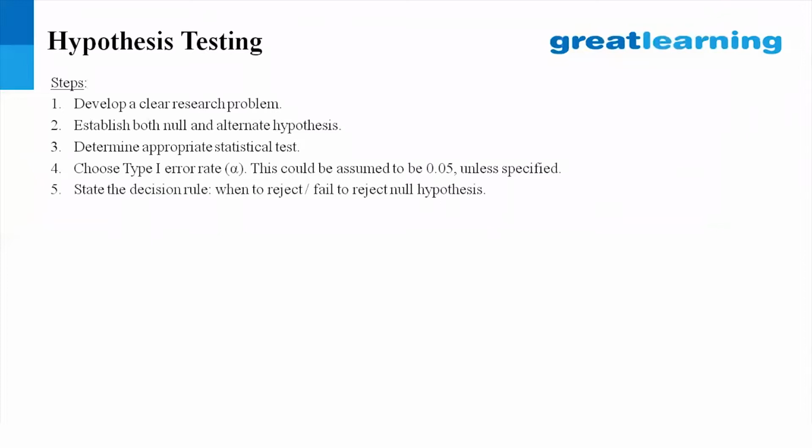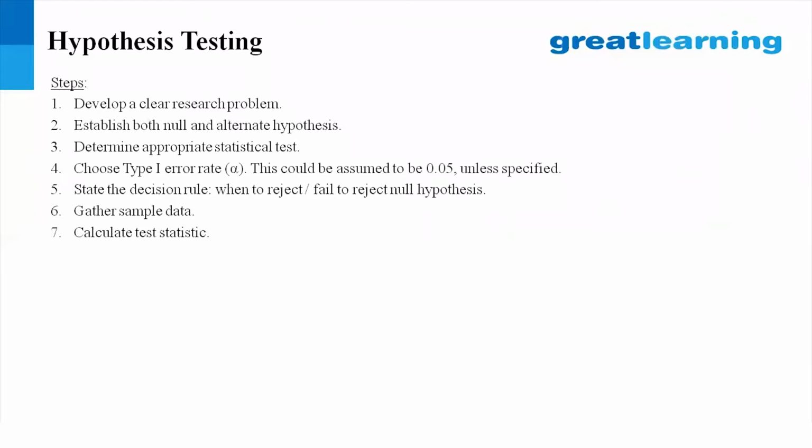When you reject or fail to reject the null hypothesis, this is similar to what we saw in the previous slide of the range 585 to 615 or above 630 and all that. So that was actually the decision rule. So which values you get will be rejecting your null hypothesis and which values you get will be failing to reject your null hypothesis. So all of these will be decision rules that you need to state clearly. After that, work on your sample data to calculate the test statistic.